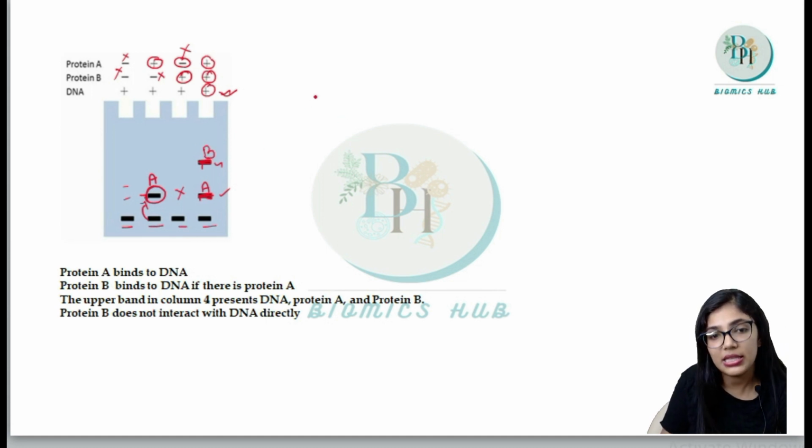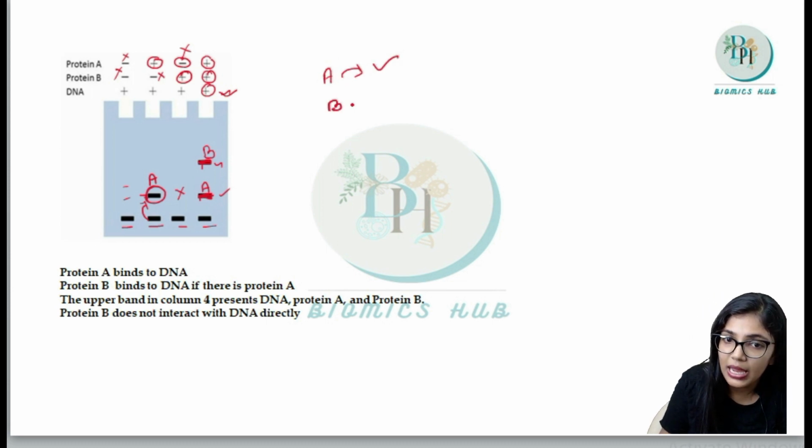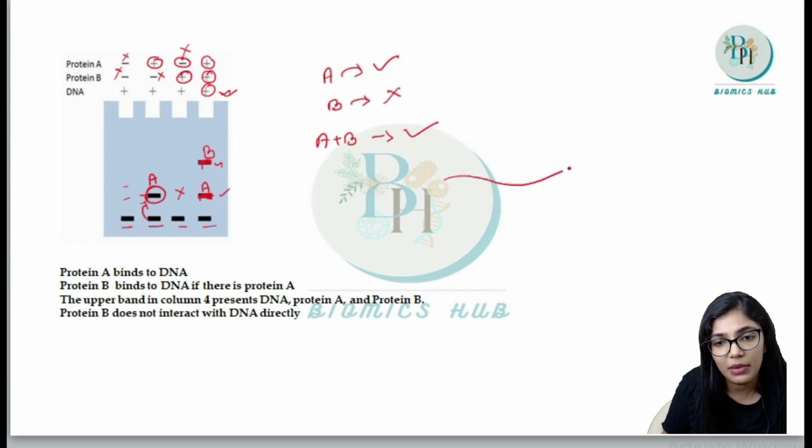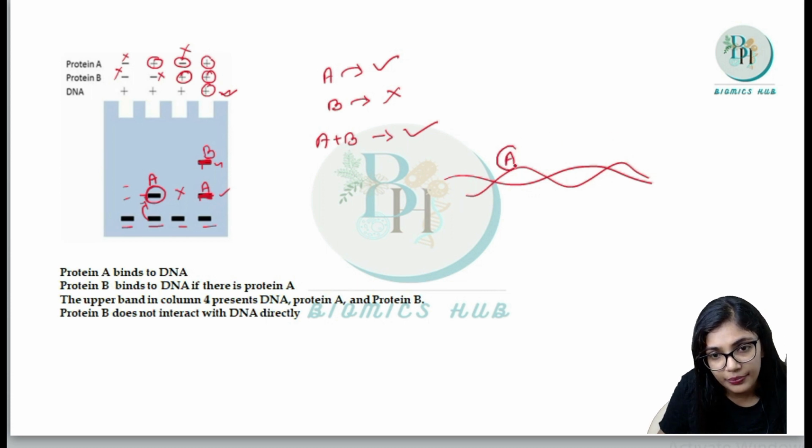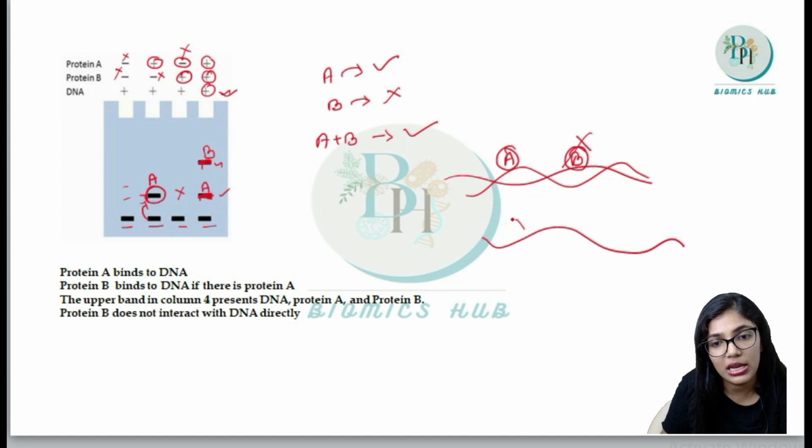So what happens in this case? When protein A is given, it binds with this DNA. When protein B alone is given, it cannot bind with the DNA. When protein A along with protein B is given, it can bind with this DNA. That means whenever the DNA is present, protein A can bind, protein B cannot bind, but when protein A along with protein B is given, it can bind.